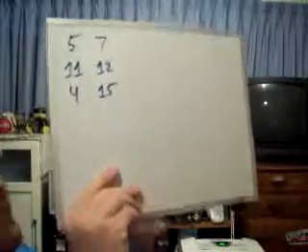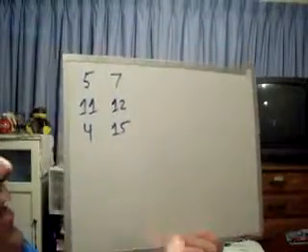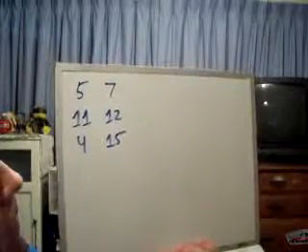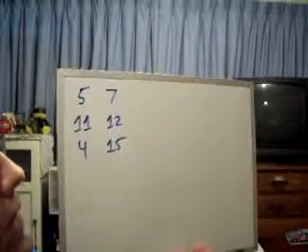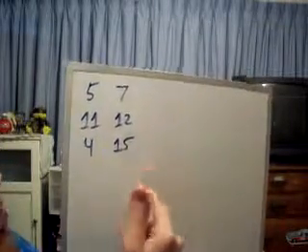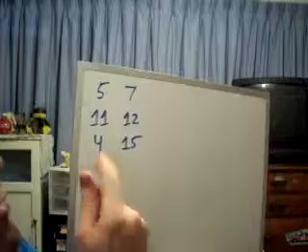Same thing with 4 and 15. 4 times 1 is 4, 15 times 1 is 15. But 2 times 2 won't produce 15. Okay? And neither will 5 times 3. 5 times 3 is 15, but it won't produce 4. See what I mean? So that's why they're prime to one another.